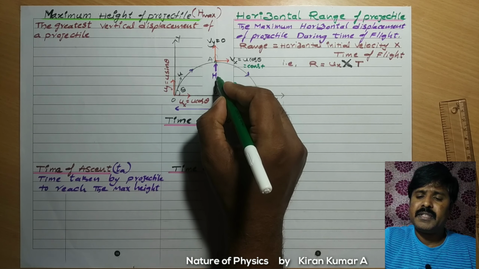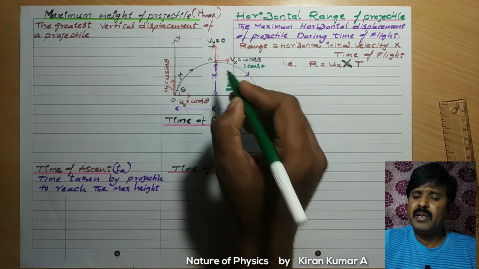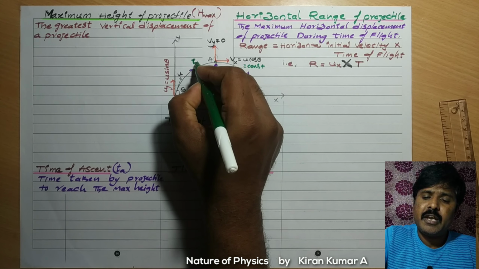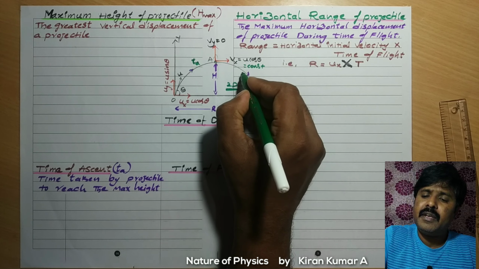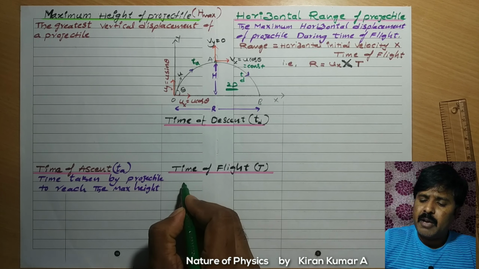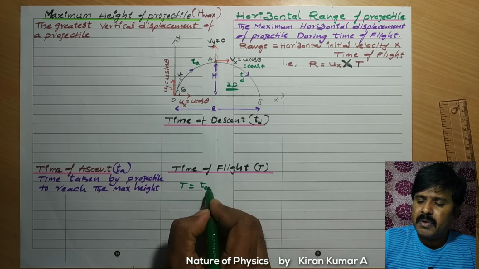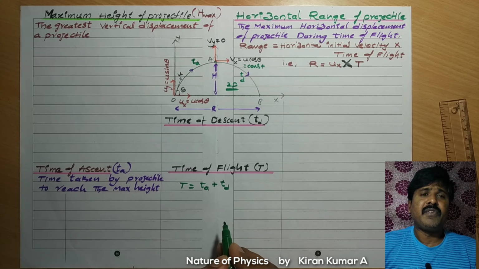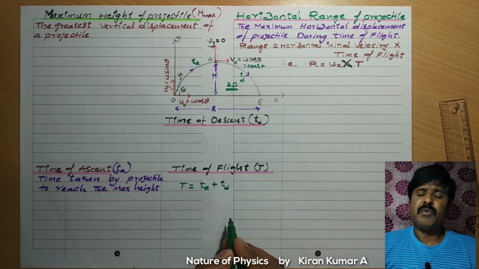Now clearly represented, h is the maximum height, students, r is the horizontal range, and ta is taken as time of ascent, students, and td is taken as time of descent, and total time, that is time of flight, students, time of flight which is equal to the sum of the time of ascent plus time of descent, students. So step by step we will discuss. Now maximum height I am going to explain.